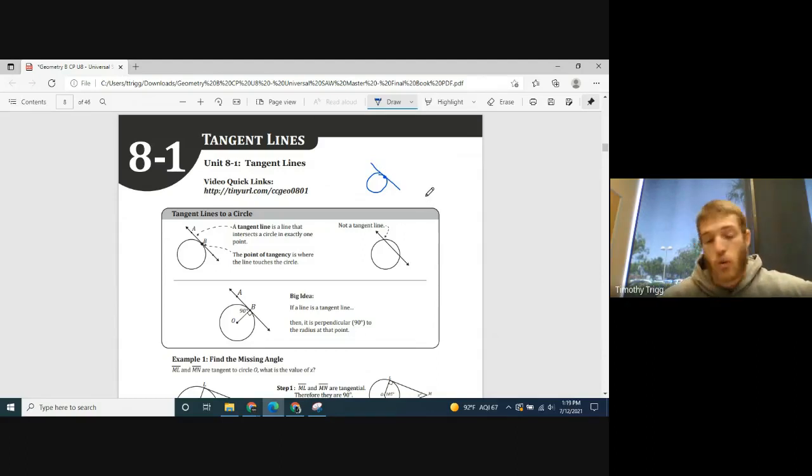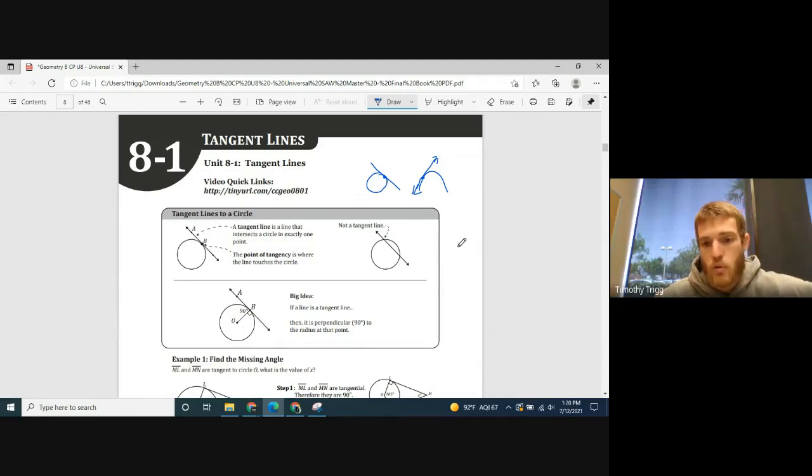Now, it's not just for circles, right? You could have a curve or something, and you could have a tangent line to that, where the tangent line just touches the curve at one point. So that is considered a tangent line. So here's an example of not a tangent line. You see how the line goes through it twice? So that would not be a tangent line.